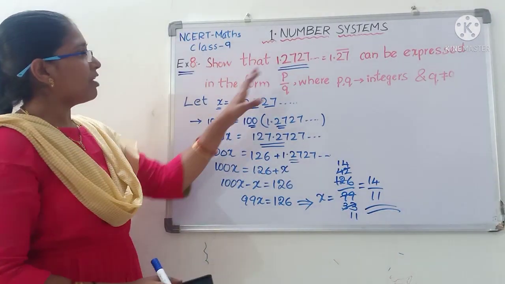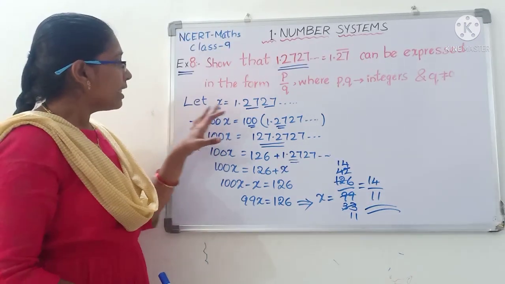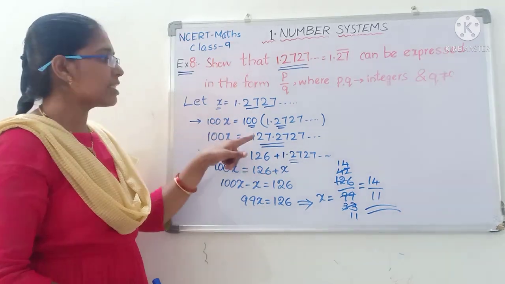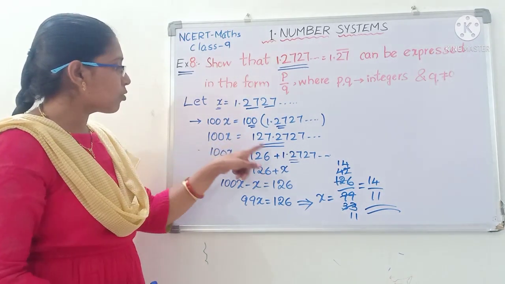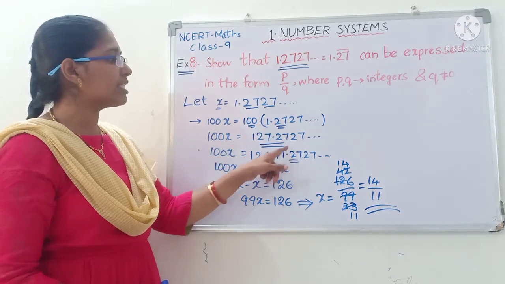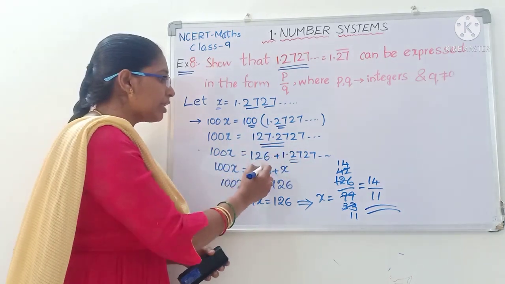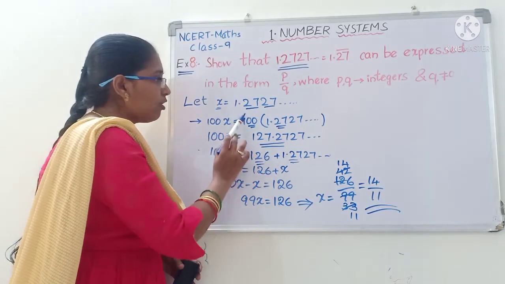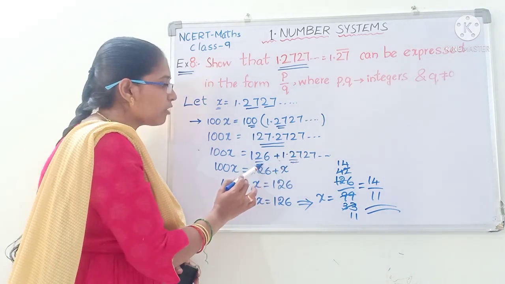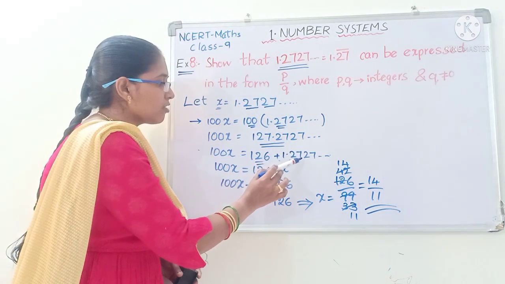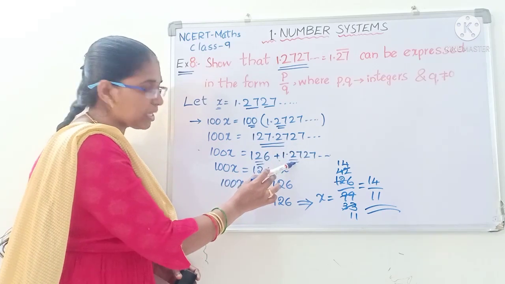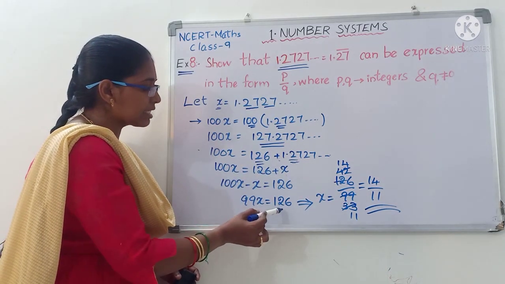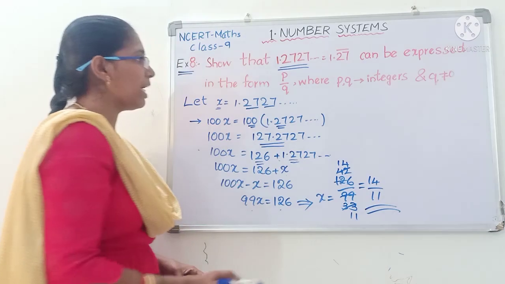So children, here we first assume the given number as x. Then two digits are repeating after the decimal point, so we multiply both sides, LHS and RHS, with 100. 100x is equal to 100 into 1.27, which is nothing but 127.27. Then we split this number into a sum of two numbers. One number should be this, so we wrote 1.2727 plus what? 126. 126 plus 1.2727 you get 127.27. Then we replace 1.27 with x. 100x minus x is 99x. 99x is equal to 126. Then x is equal to 14 by 11.